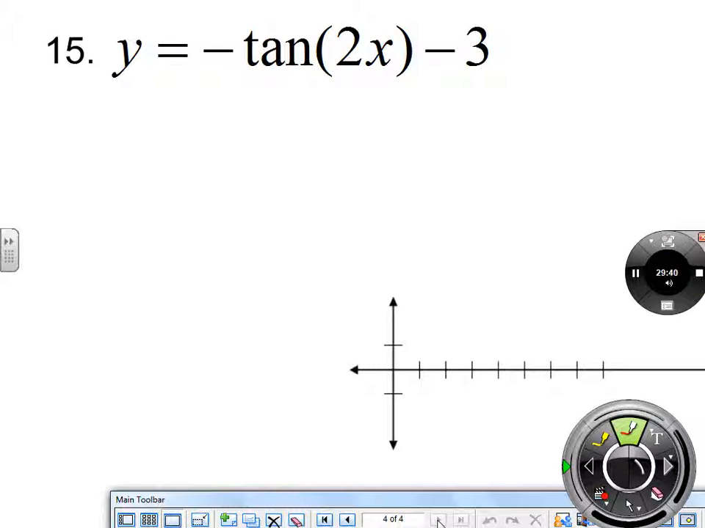Okay, all right, so I'm going to make a sketch, again, of what the parent function looked like for the tangent.